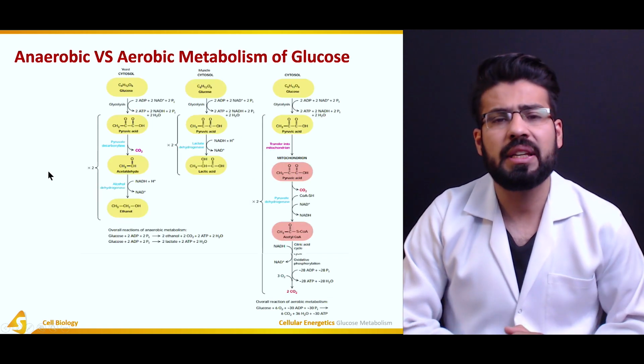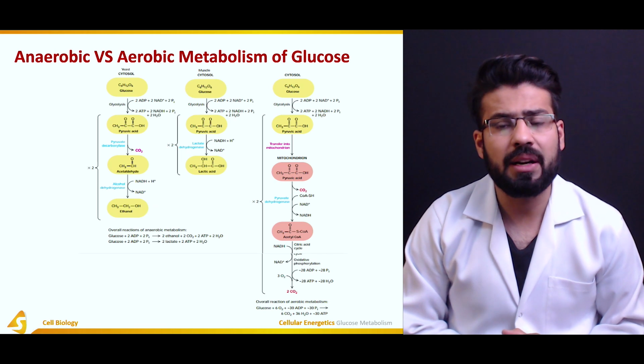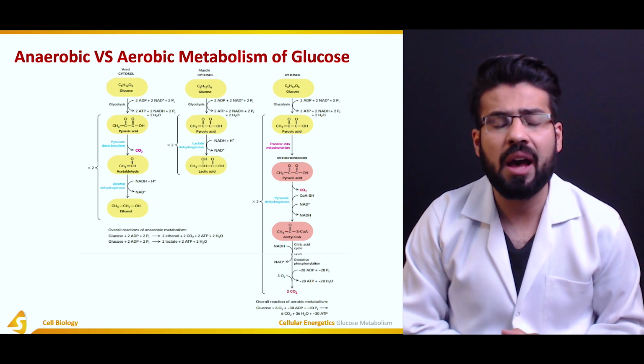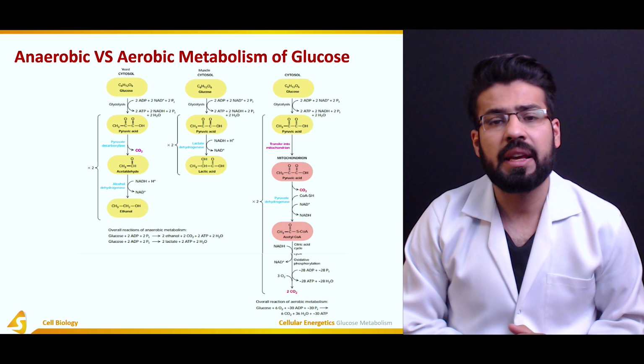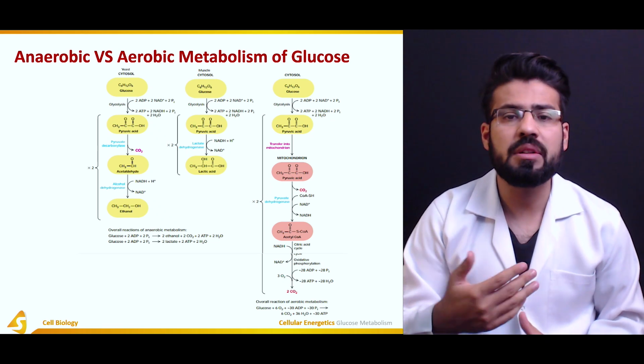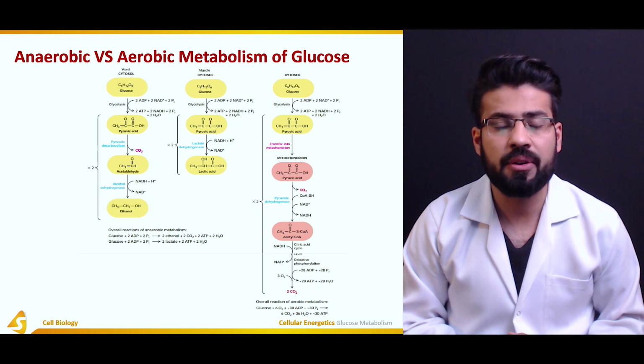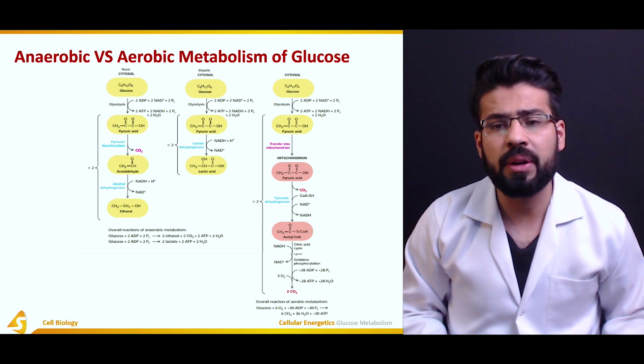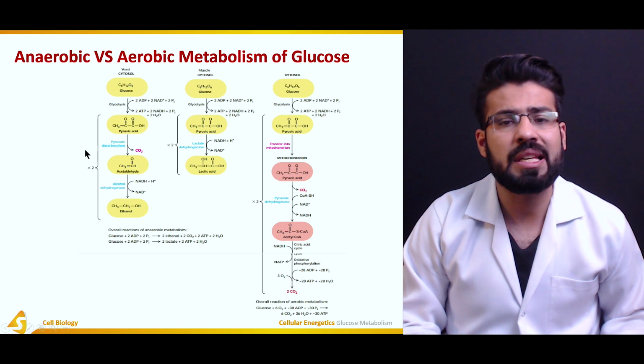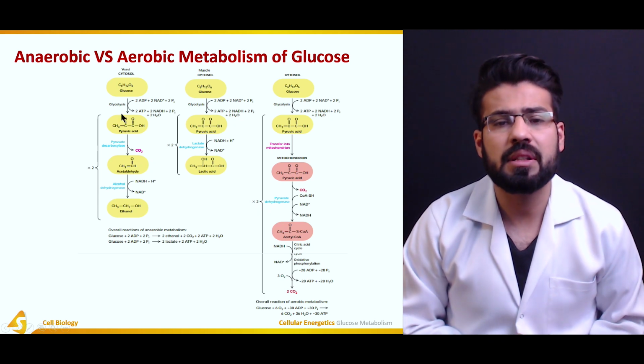So, talking about the anaerobic versus aerobic metabolism of glucose, we have 3 examples in front of us. First is the yeast cytosol, the second is the muscle cytosol, and third is the normal cell cytosol. So, let's start off with the yeast cytosol. What happens in this case?